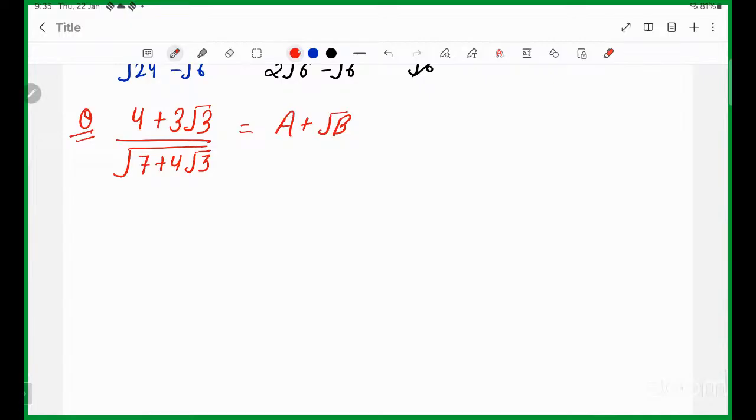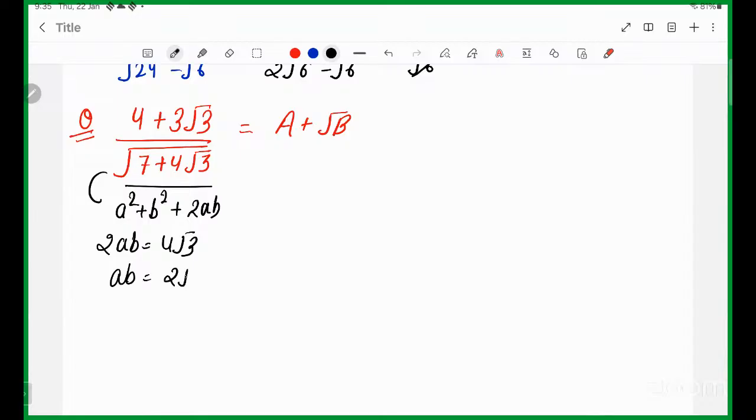So here, what we will do is, first we will take out the square root of 7 plus 4 root 3. And how will we take it out? We will write it in the form of a square plus b square plus 2ab. Compare these both and you will get the answer. Okay, like 2ab will be compared to 4 root 3. So the 2 can cancel out. So ab will be 2 into root 3. So take the value of a as 2, and b as root 3.